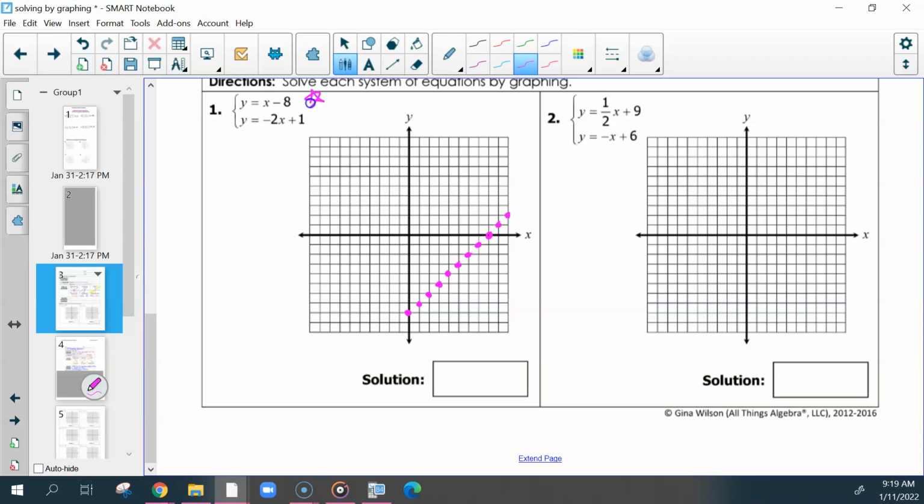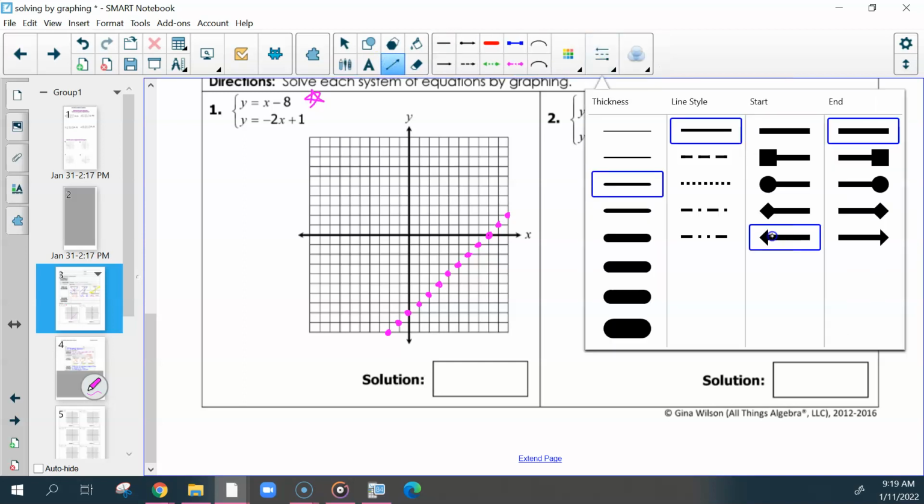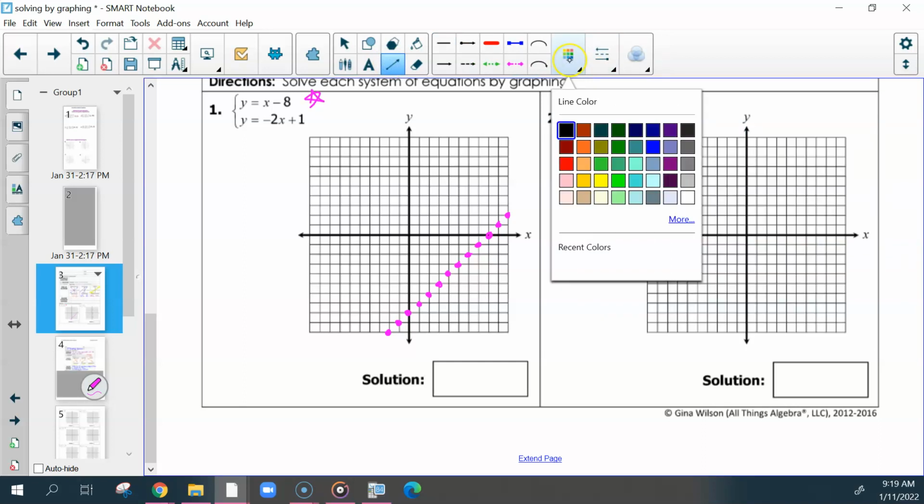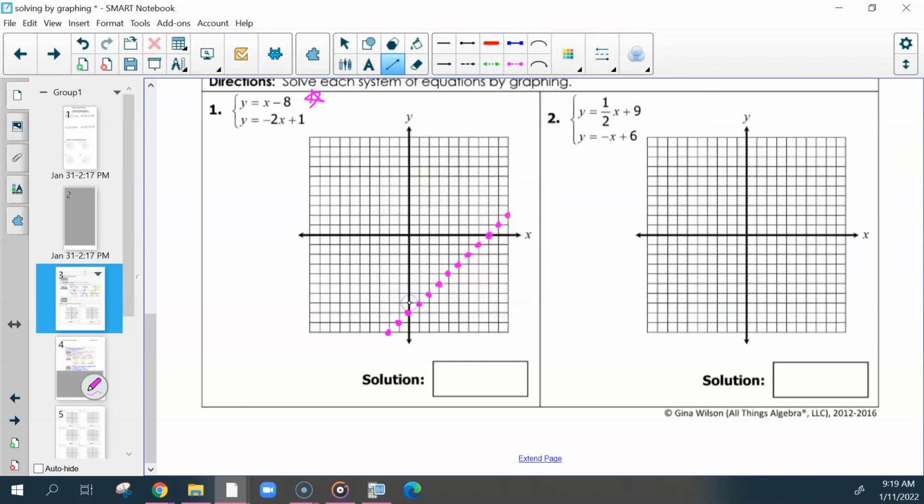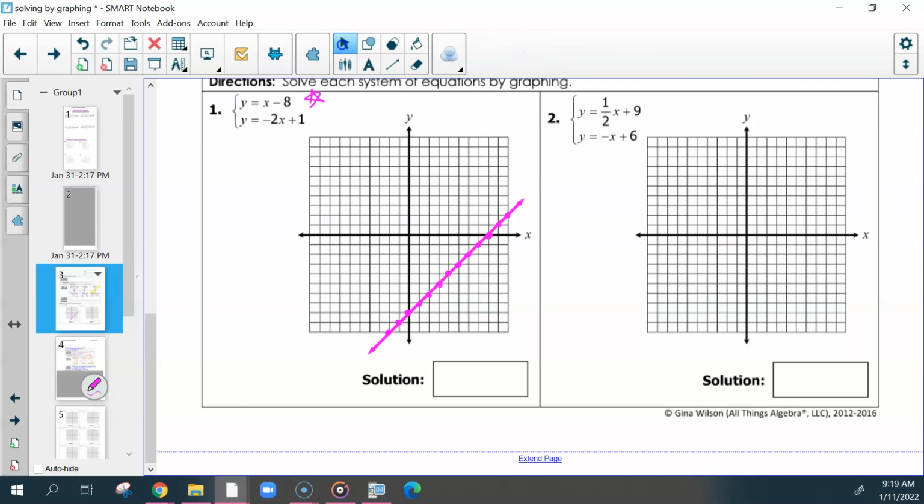What other directions could I go to get a positive slope? Down and left. So go down 1, left 1 as many times as possible. Once you have all of your points, you can connect the dots, make a line. Make sure you have arrows on your line. And then you can draw your other one.